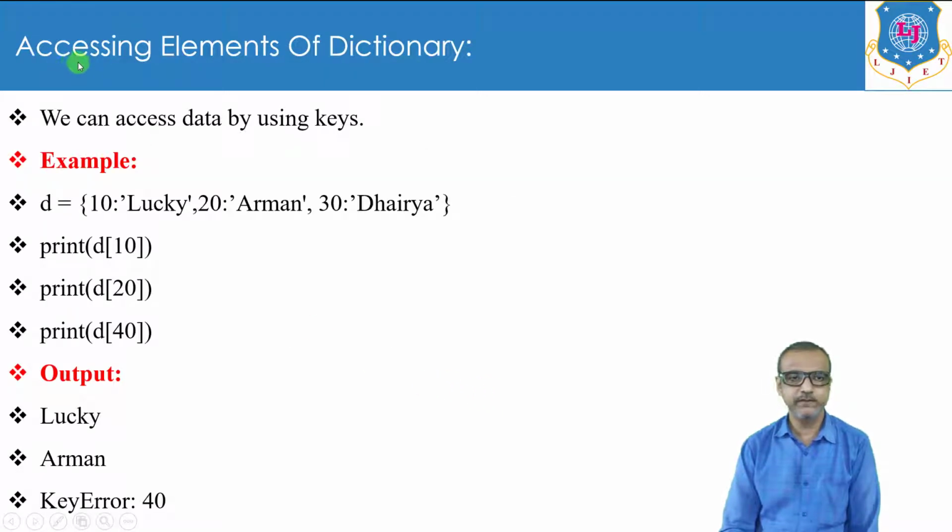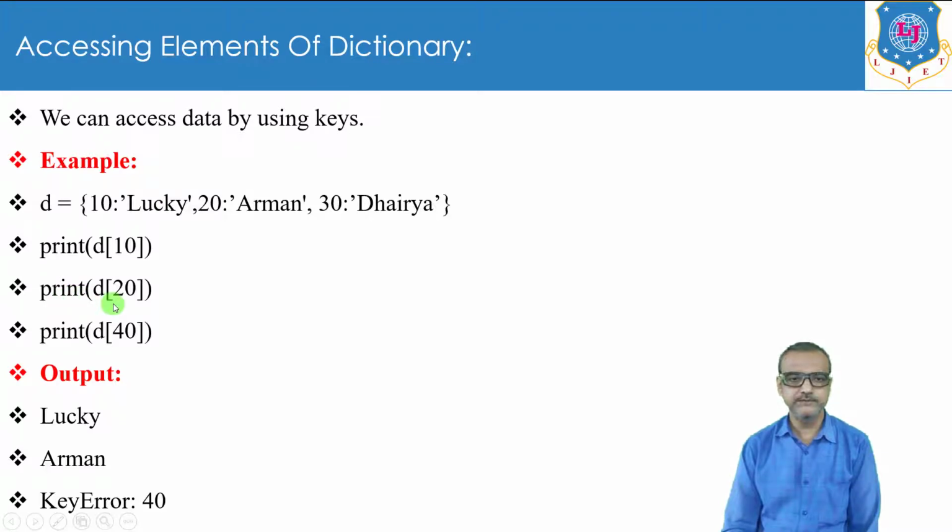Now we will see this topic, that is accessing elements of dictionary. We can access data by using keys. How? I will just make you understand with the help of example. Here we have created one dictionary with name D. So in key 10 we have Lucky, in key 20 we have Arman, and finally in key 30 we have Daria. So print of D of 10 will access the value present at key number 10. So that is Lucky in this case.